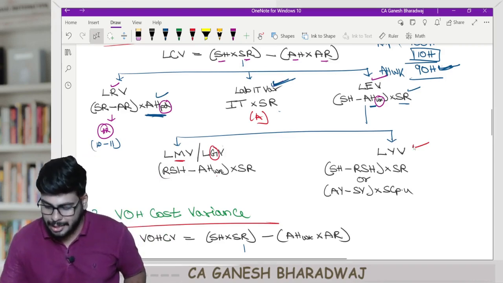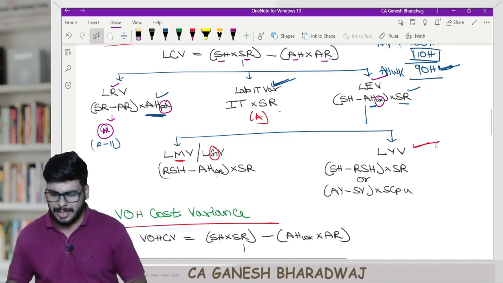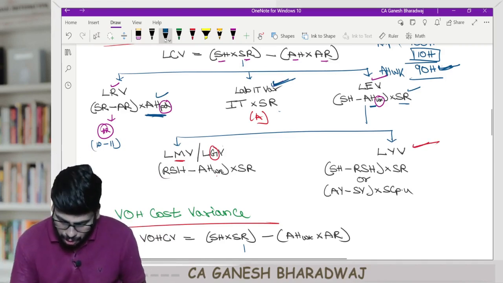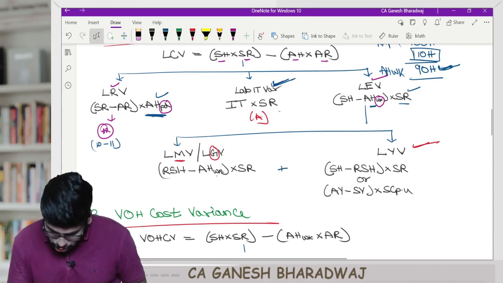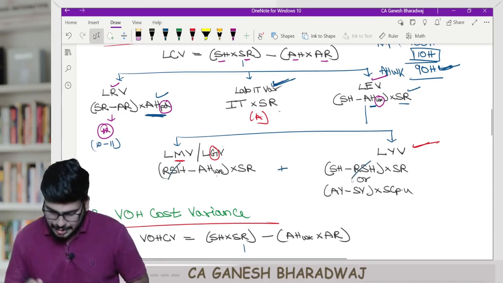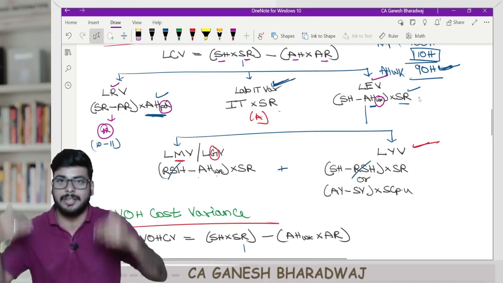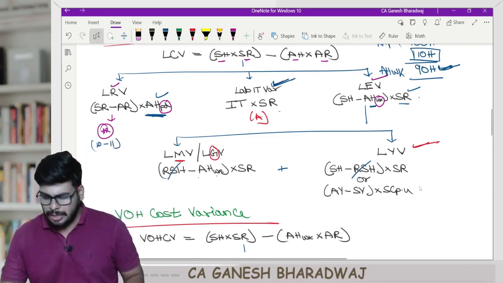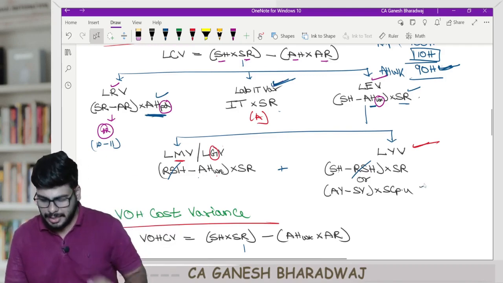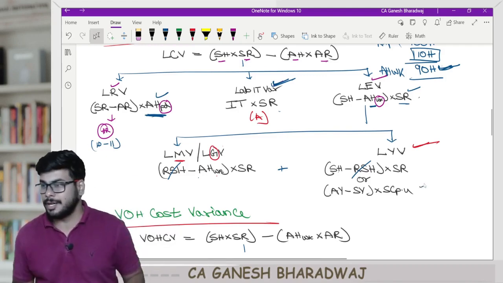And on the other side, you have the labor yield variance, which is nothing but the balancing figure. If you see overall, if you add these two, RSH minus RSH gets knocked off. You have standard hours minus actual hours worked into standard rate, you get the topmost figure. Clear with this? But there's also another formula, which is actual yield minus standard yield into standard cost per unit. Are you clear with this, guys?